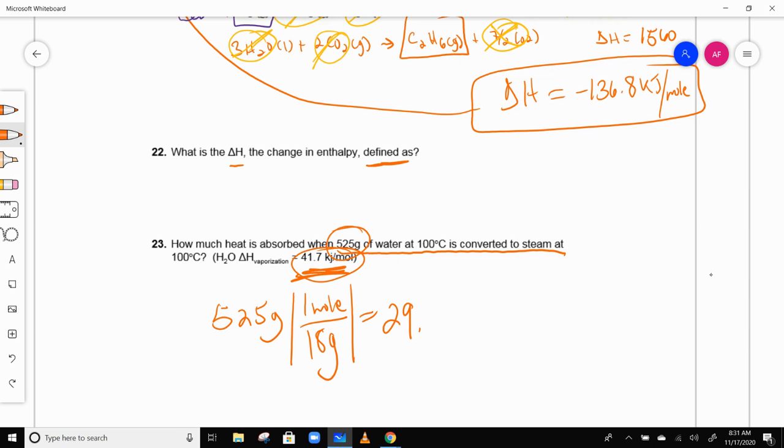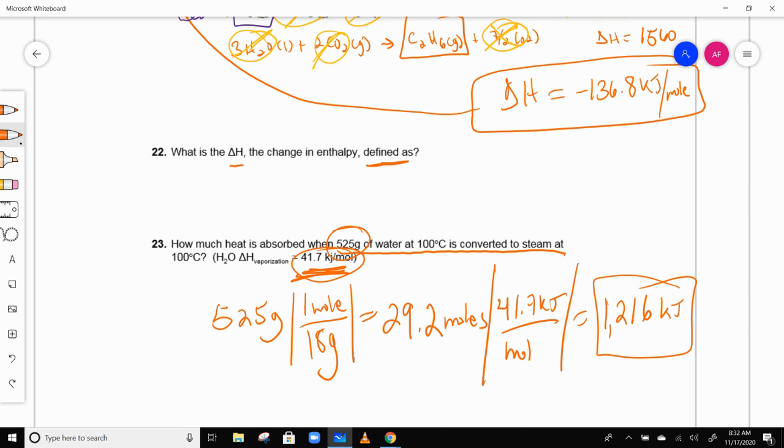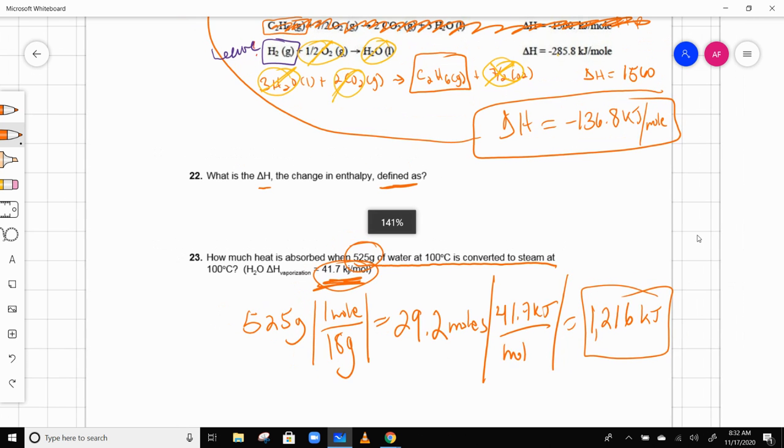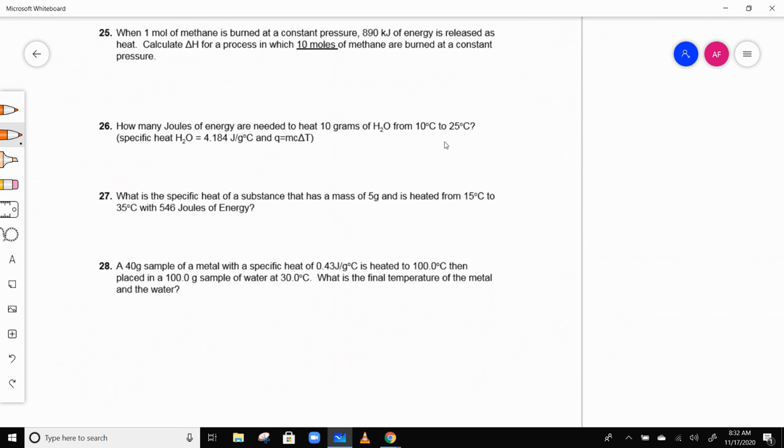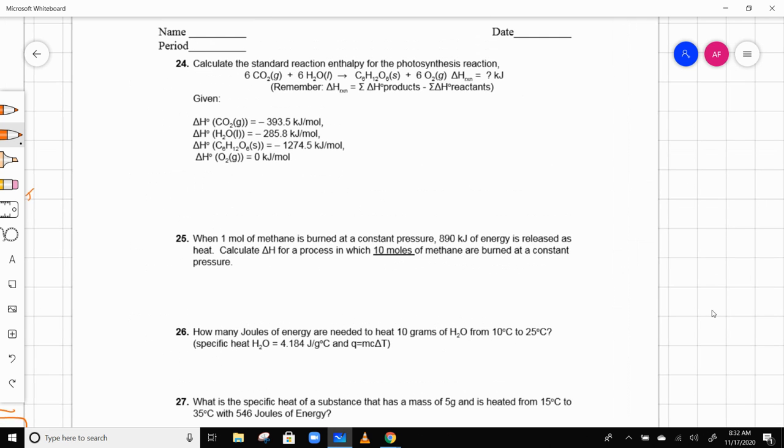525 divided by 18 is 29.2 moles. And then we just have to multiply that by the 41.7 kilojoules per mole. And then we get about 1,216 kilojoules. Okay, almost done, almost done. Bunch more.